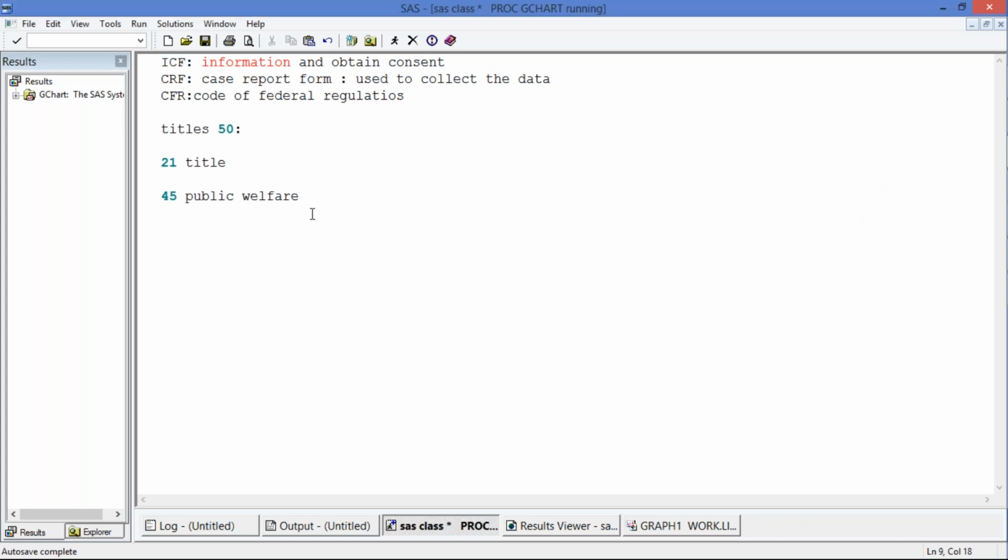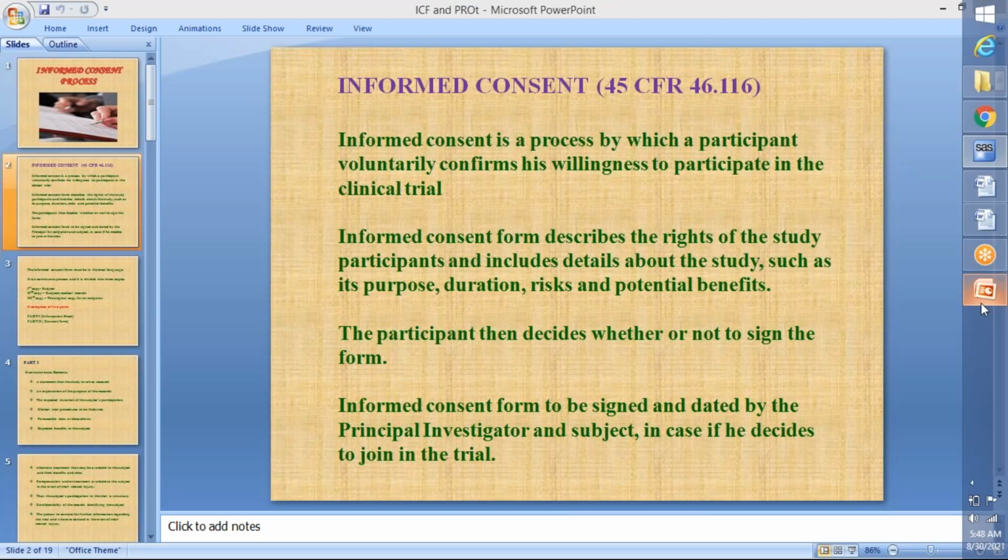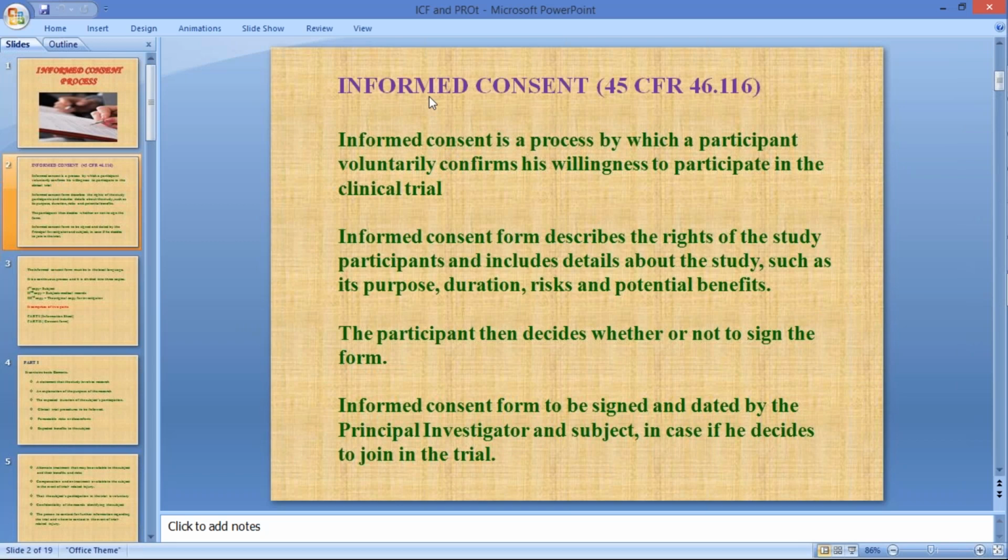So Title 45 deals with public welfare. In that, Part 46 deals with informed consent form. The remaining titles we will not use. Most of the time we use Title 21 only, rarely 45, because 45 is related to public welfare. Informed consent is also somewhat related to public welfare. That's the reason it is explained there.